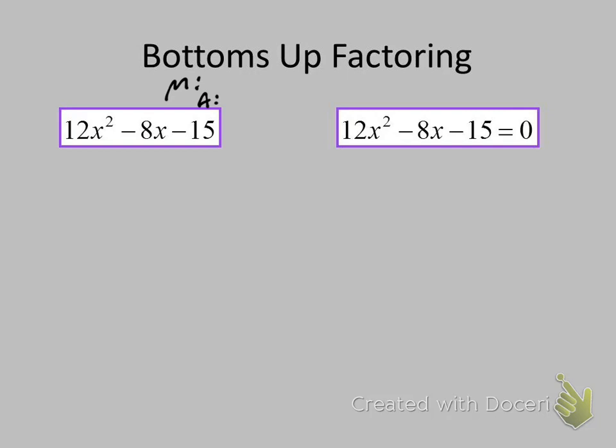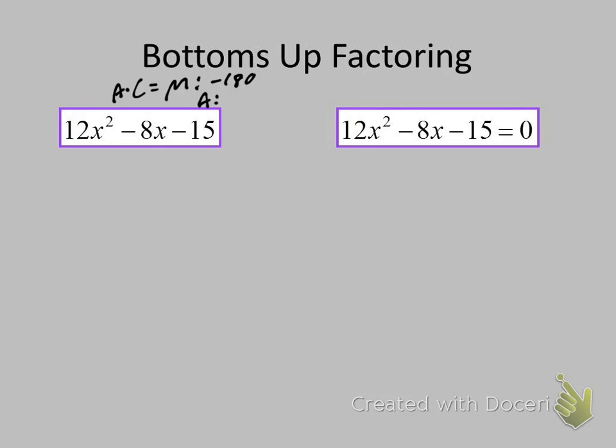Your multiply number in this one is, I believe, 180. Let me make sure I have my math right this morning. Yes, actually negative 180. Does anybody know how I got negative 180? Multiply what? 12 and negative 15. Your multiply number is, will be, and always has been A times C, from your standard form, right? AX squared plus BX plus C.